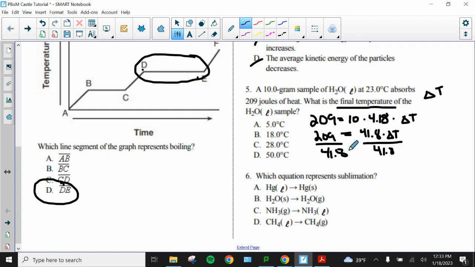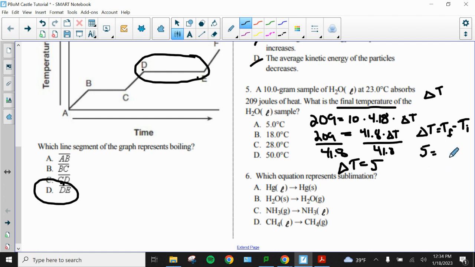So now in my handy dandy calculator, 209 divided by 41.8. You got to make sure you put that in the right order. That tells me that my delta T equals 5. And notice 5 is an answer choice, but I'm not done. This is that two-step problem. I know that delta T equals temperature final, specifically, minus temperature initial. And I know my delta T is 5.